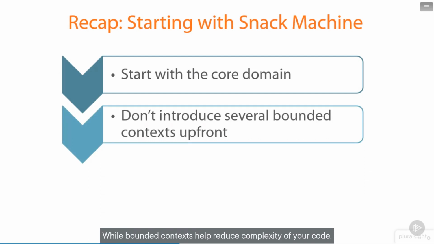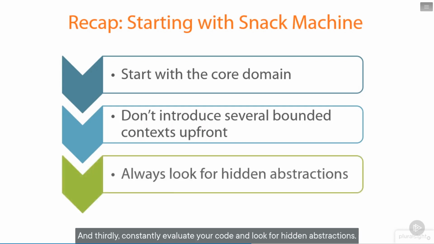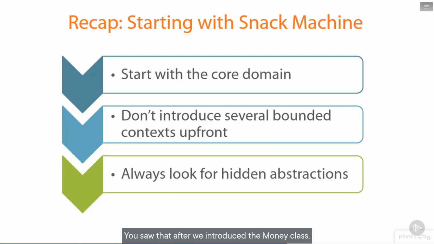While bounded contexts help reduce complexity of your code, the approach is justified only when your code base is quite big already. Otherwise, they won't reduce the complexity, but rather increase it instead. And thirdly, constantly evaluate your code and look for hidden abstractions. You saw that after we introduced the money class, the code of the snack machine was simplified greatly. In our case, the presence of this abstraction was pretty obvious, of course, and it's not always possible to identify one in a more sophisticated situation. Nevertheless, if you see your code becomes awkward, you should test different approaches and examine if they fit your problem domain. It might be there is a hidden abstraction in your domain model that you didn't express just yet.